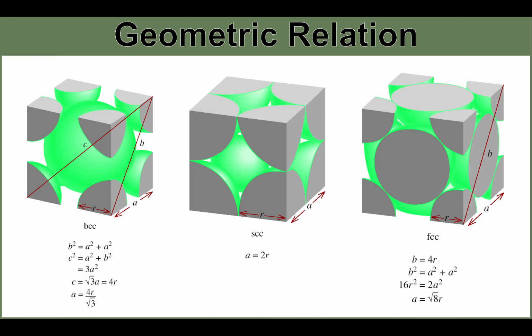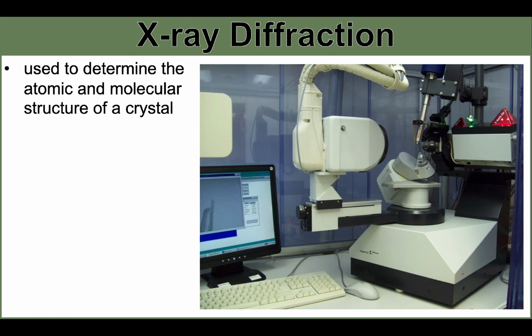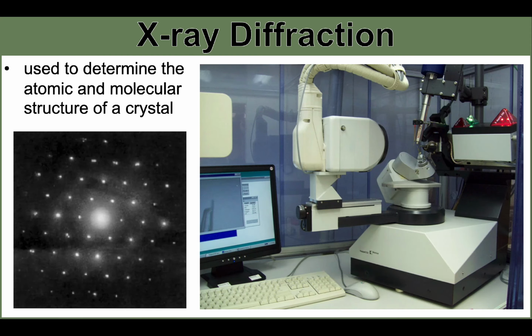So how are the structures of crystals determined? Structures of crystals are determined by X-ray diffraction. X-ray diffraction is a technique used to determine the atomic and molecular structure of a crystal, wherein atoms cause beams of incident X-rays to diffract into many specific directions. Here is an image of a diffraction pattern produced by an electron beam incident on graphite crystal.